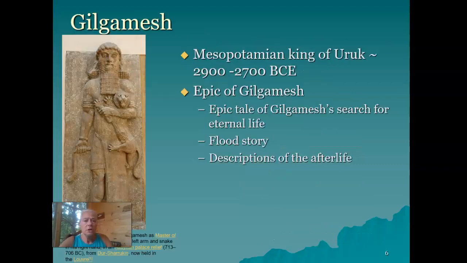Now, Gilgamesh was a Mesopotamian king of a city called Uruk. He ruled somewhere between 2900 and 2700 BCE. Some tablets that highlighted the life of Gilgamesh were found in the area of Mesopotamia near where Uruk was, and if you want to look at that, you can go back and look on the map and see where that was. One of the most important findings about Gilgamesh was the Epic of Gilgamesh.